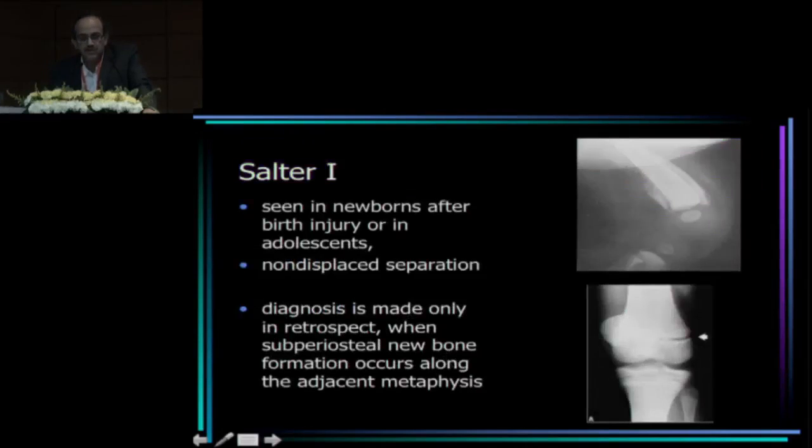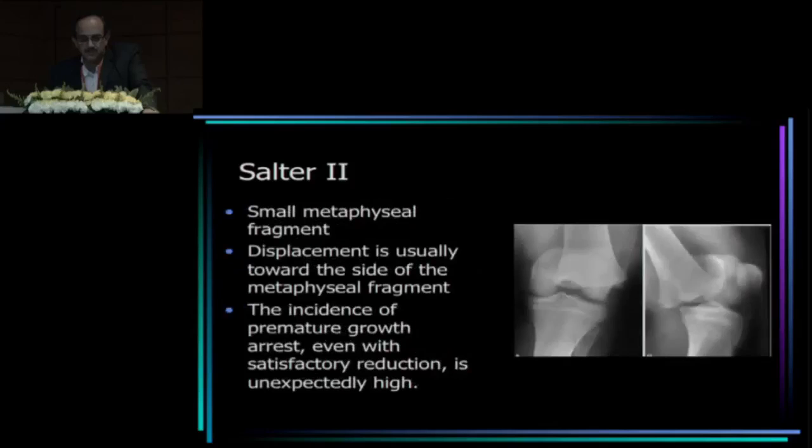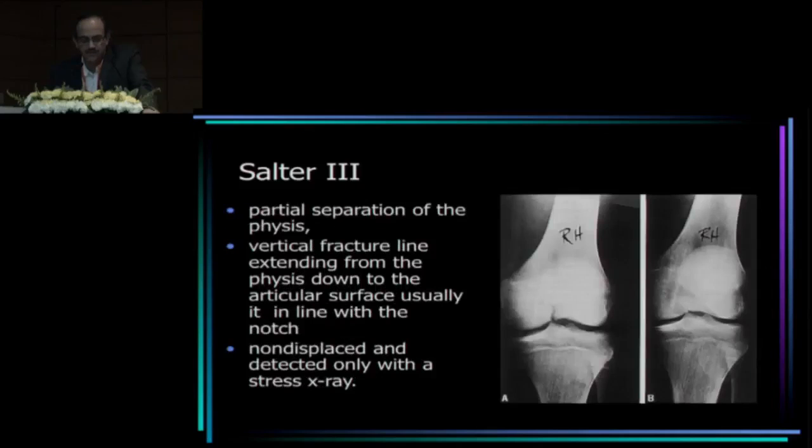Salter 1 is usually a newborn injury, usually seen at birth. It's an undisplaced separation. Sometimes you see it later as a retrospective diagnosis. Rarely you will see it in adolescence, where that is the weakest area when there is a rapid acceleration of growth. The Salter 2 is a small metaphyseal fragment, and displacement usually happens on the side of the metaphyseal fragment. So the direction of displacement usually goes with the metaphyseal fragment.